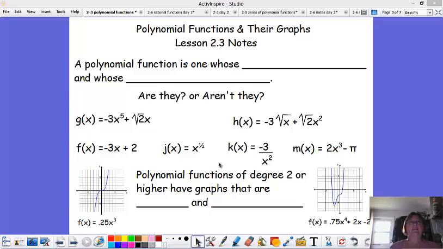Hi, we're ready for our third lesson in this polynomial chapter. Today we're going to talk about what makes a polynomial function and how their graphs behave.